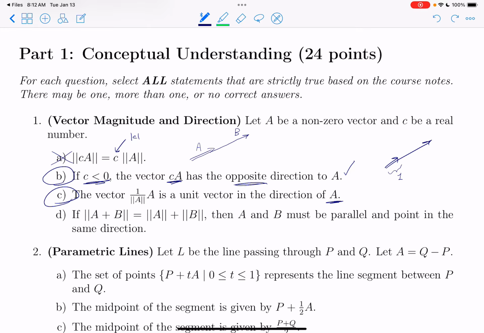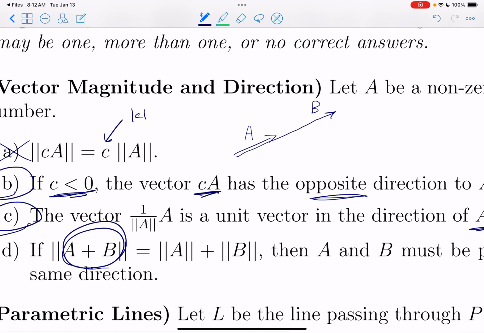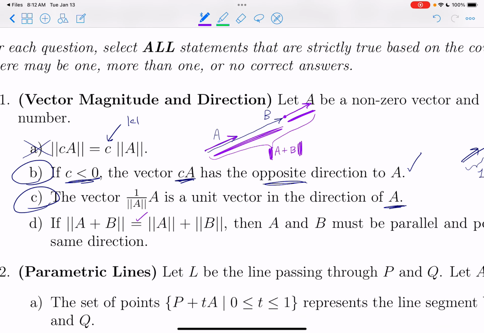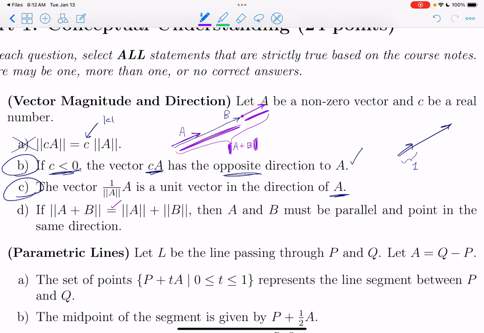But now, how do we do the addition of vectors? Well, we can just pull the vector A and put it at the start of B, like that. And then this whole vector here is A plus B. And sure enough, the length of A plus B is just the length of A plus the length of B. So this is true in the case where A and B are parallel and point in the same direction.